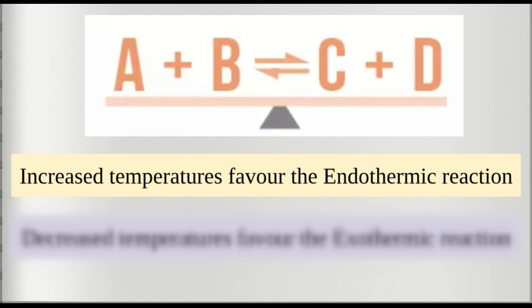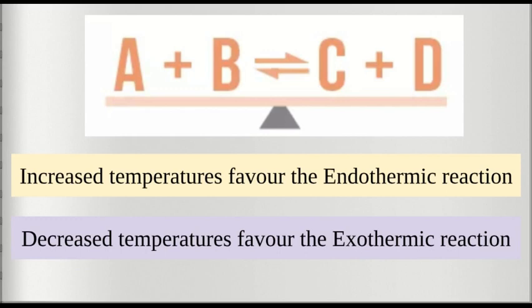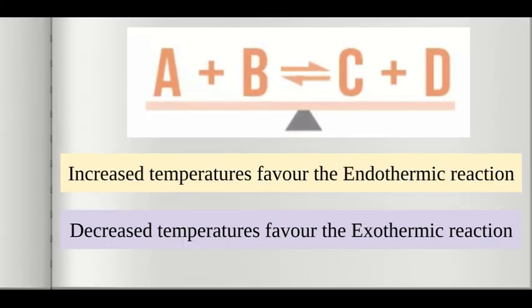Now, you won't have to remember which way is exo or endothermic. It will tell you in the question. So you just remember these 2 key facts. The opposite is true. Decreased temperatures will favor whichever way the exothermic reaction is. Let's have a look at it in practice and see if we can apply this understanding. But if you remember these 2 key facts, you'll be fine.